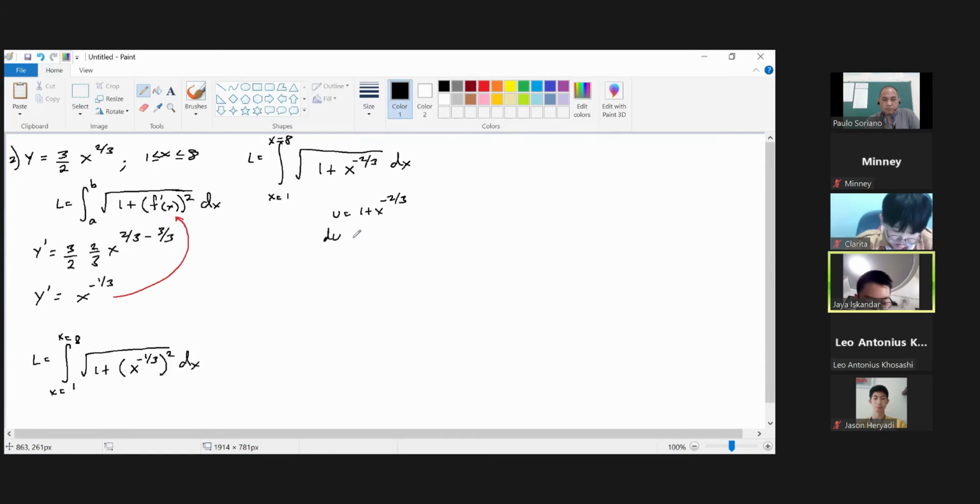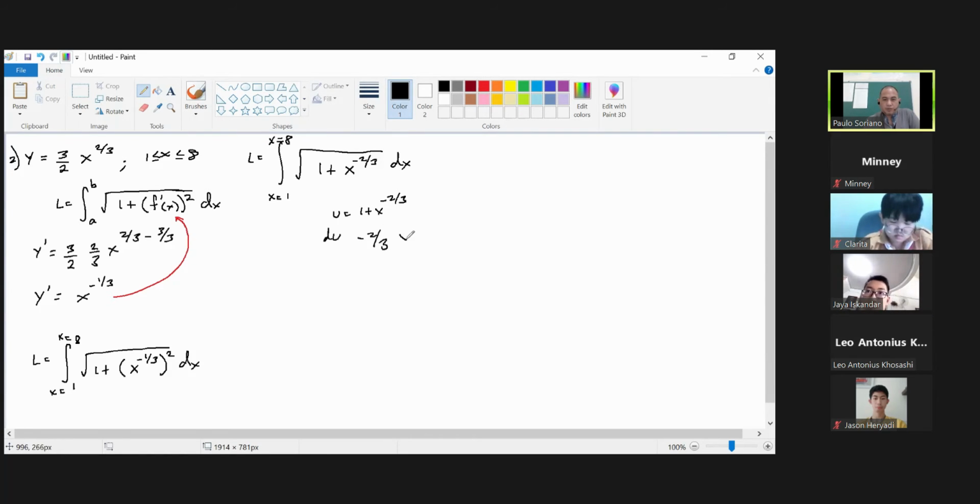Negative 2 over 3, x raised to negative 5 over 3. And this is now in dx, correct? And if you are going to solve for dx, the variable is going to go down here, correct? So that means you will not be able to eliminate or change all variables into u because there will be something together with the du. So at this moment, we cannot use u substitution directly.